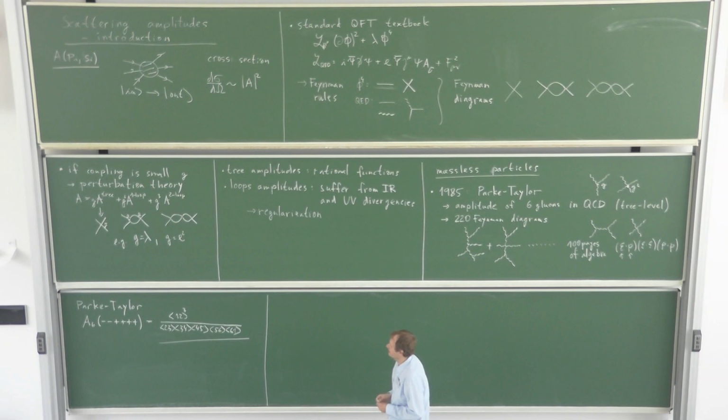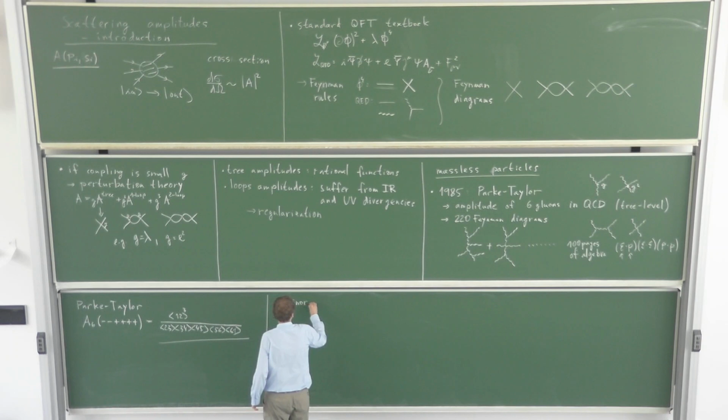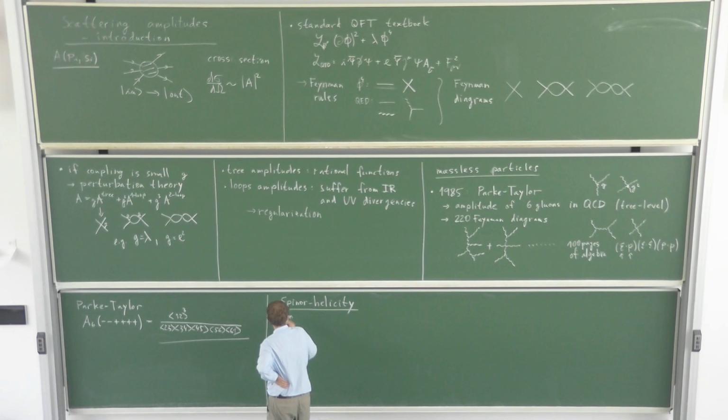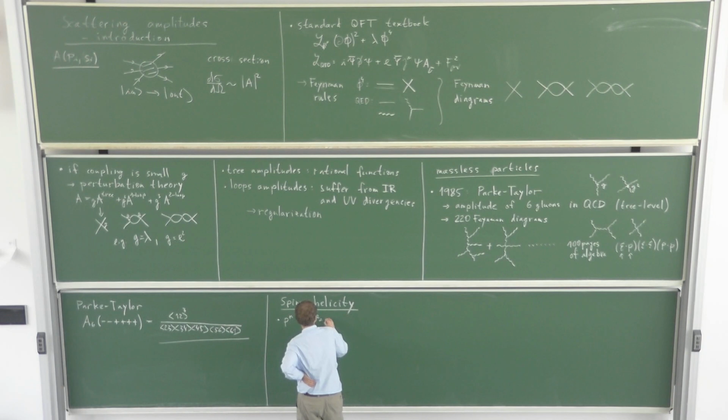So now we start from the beginning. In order to make some progress, we have to choose the right variables for massless particles. Note that for any particle, not just massless, we have a four-momentum p^μ. For massless particles the four-momentum squares to zero, because p² equals m², and for massless it's zero.